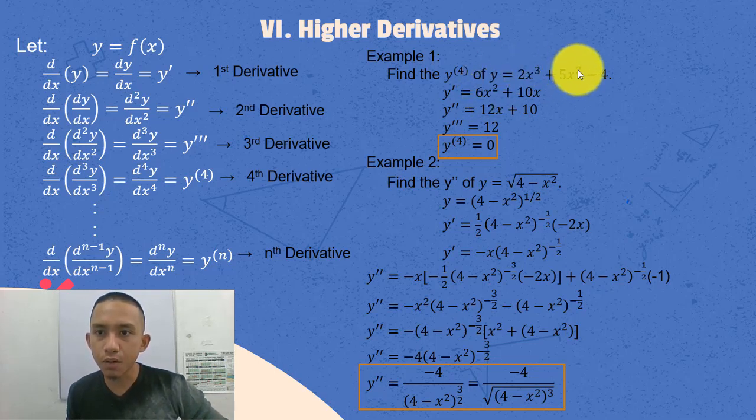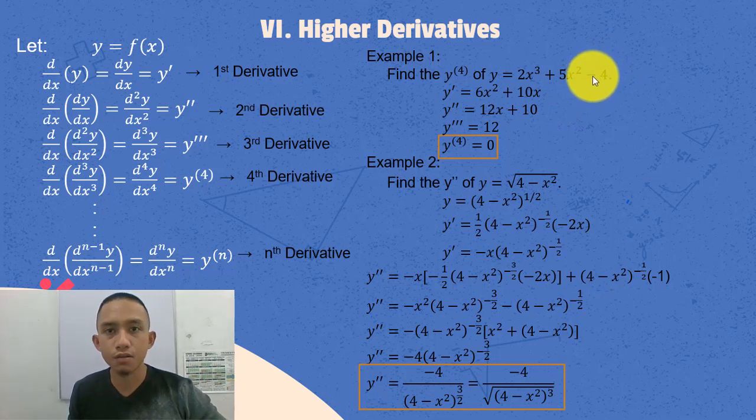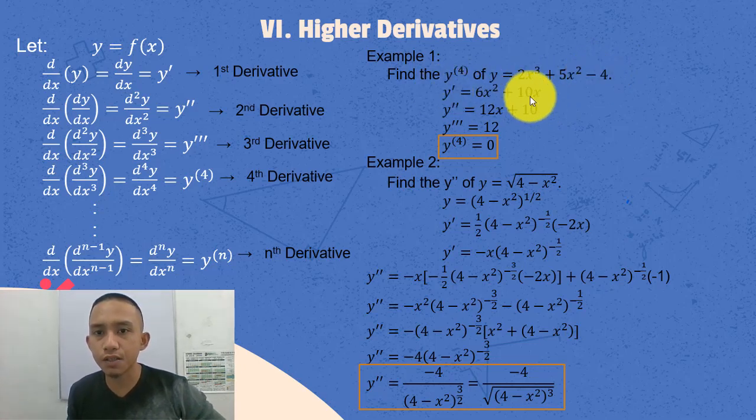How about this? The same power rule: bring down, that will become 10, x, and minus 1 is 1, dx is 1. And of course, the derivative of a constant, which is negative 4, is 0. Okay, we are done. That is your first derivative.